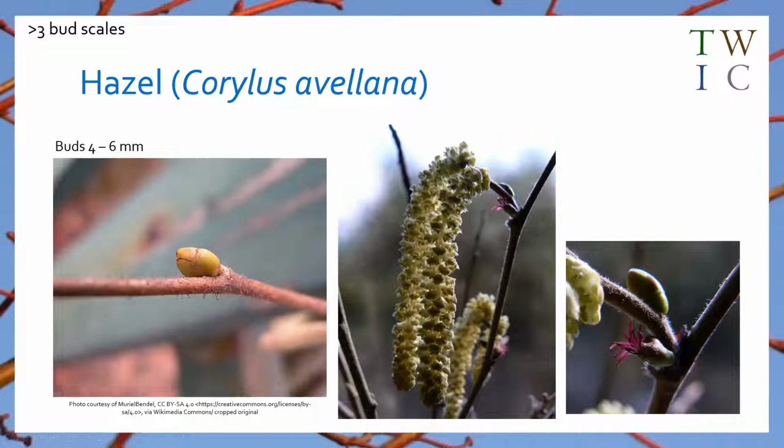Hazel is traditionally coppiced, and so you may find it as a sort of shrub growth rather than a tree, a small tree.